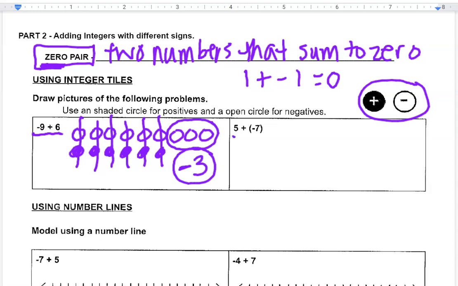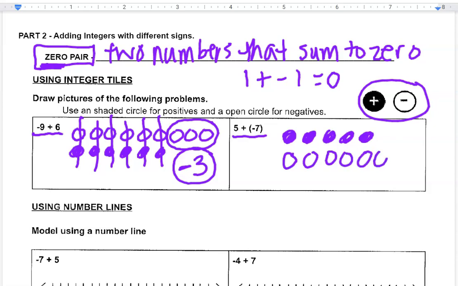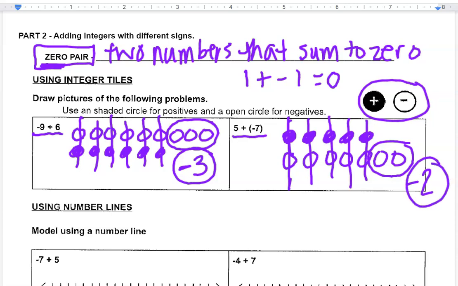Next problem, we have 5 plus -7. So we're going to start with drawing those 5 positive circles, which are 5 closed circles. Then we're going to draw 7 negative circles, just 7 open circles. Again, lining them up very nicely. And then we're going to cross off those 0 pairs, so positive-negative combos. And what do we have left over? We have 2 open circles, which means we have -2. So 5 plus -7 is -2.